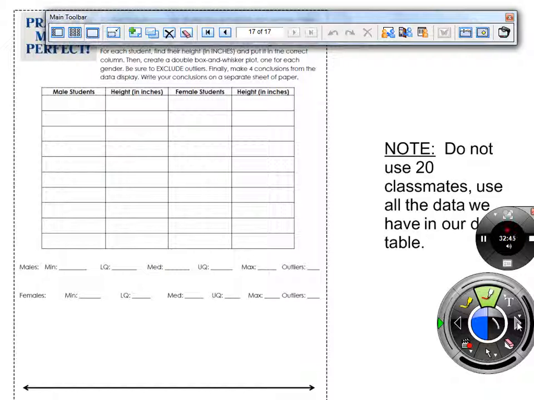Write down those heights in inches in order, okay? And make a box and whisker plot for female height. Then do the same thing for the males, make the box and whisker plot for them, and put them on the same graph like you just saw those two box and whisker plots together.